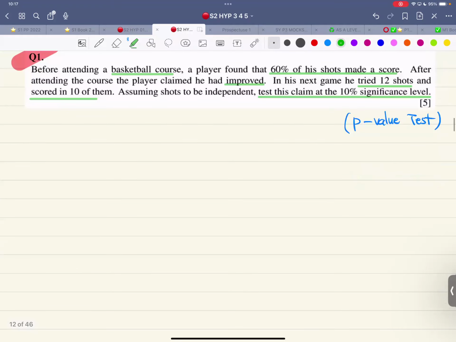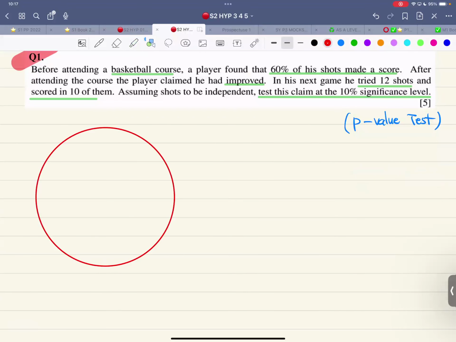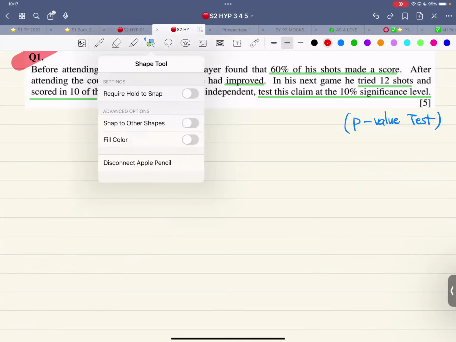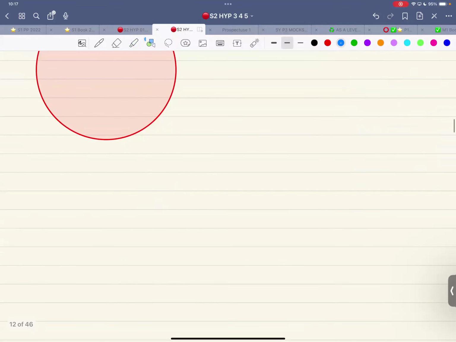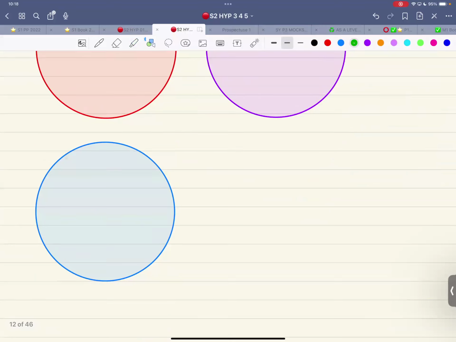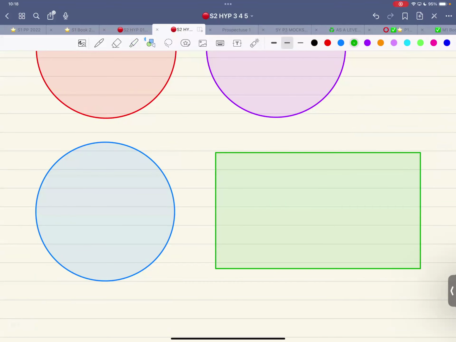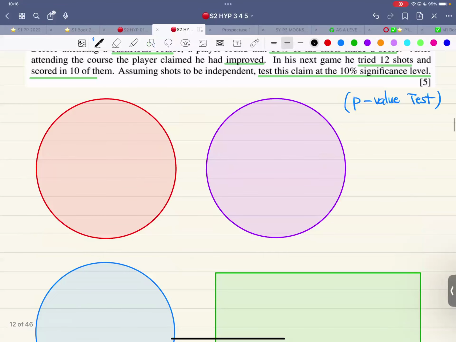Now, first of all, let me draw those 4 boxes. So that is the first box, and I need it to be filled with color. Then there is the second box, then there is the third box, and then there is the fourth one. Okay, so now let me get started.